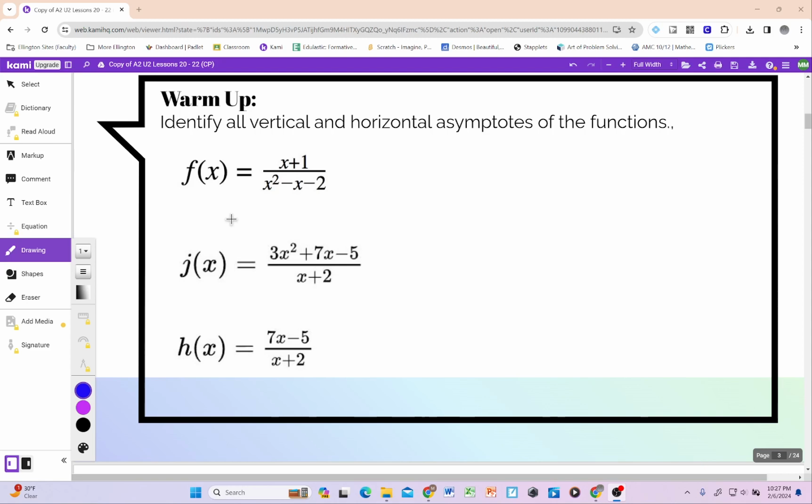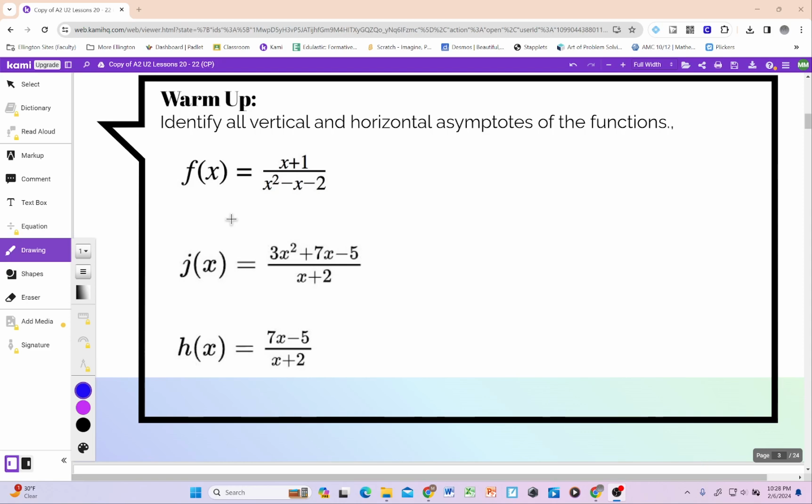All right, here's a little bit of a warm up for you, just some review things, just so that we remember. We want to identify all vertical and horizontal asymptotes of these functions. So we'll go through this pretty quickly. I think that is fair enough if you've mastered this content already. Even if you haven't, just seeing it again is wonderful.